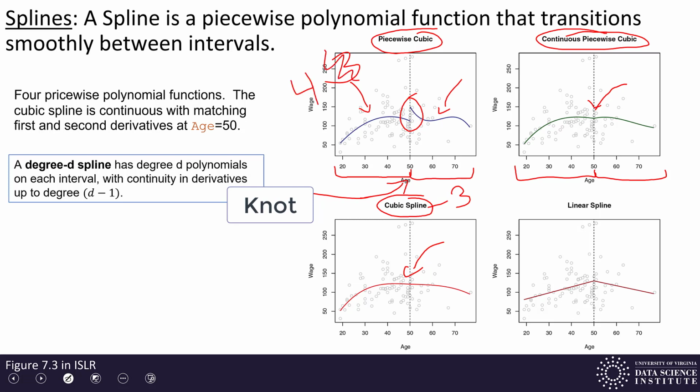Coefficient for your 0th order, coefficient for your 1st order, coefficient for your 2nd order, and 3rd order for your polynomial, right? Those are the 4 coefficients that go into defining a cubic polynomial. On this side we have 4, so total up there is 8.